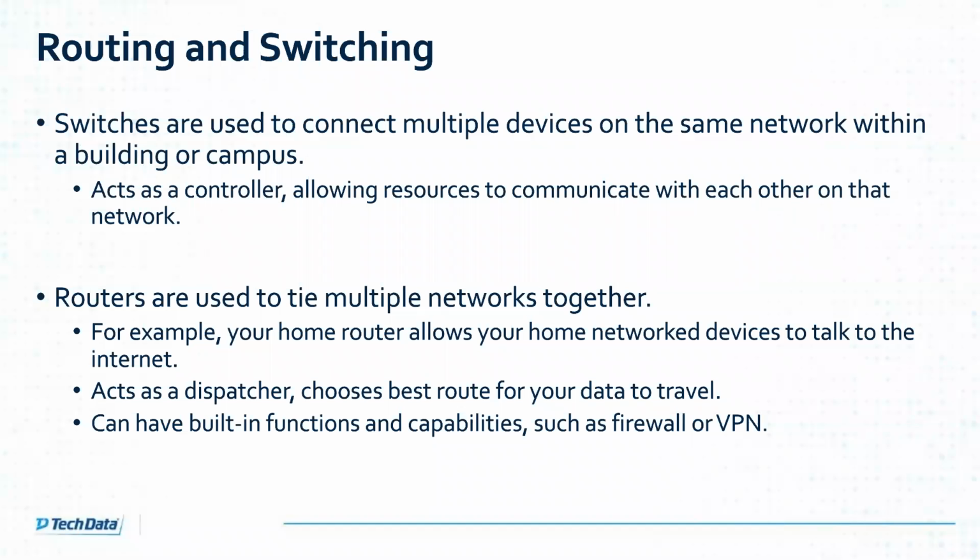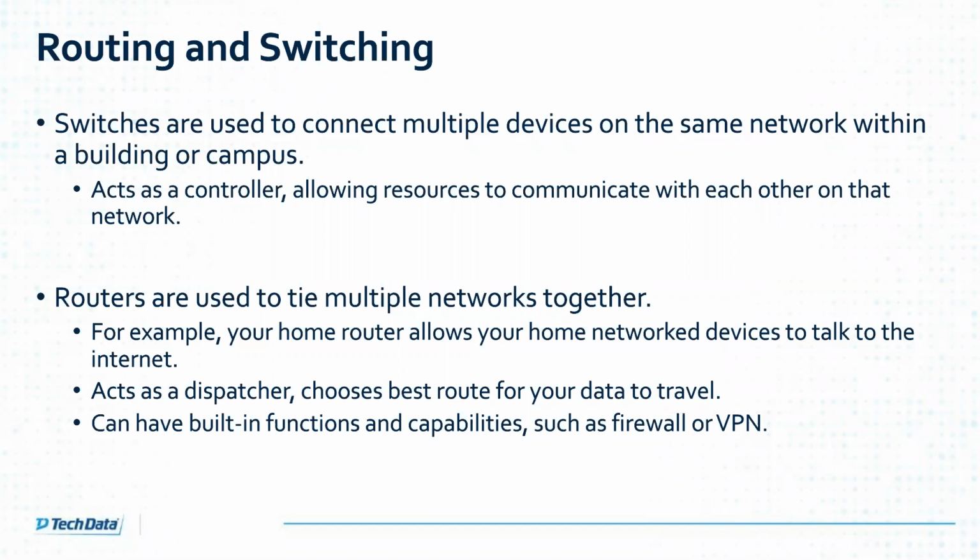So switches are used to connect multiple devices on the same network within a building or a campus. They act as a controller. It's a very good way to think about it. Routers are used to tie multiple networks together, and your router allows your home network devices to talk to the internet. We were just talking about that. So think of your switches as controllers and your routers as dispatchers, because the router will then choose what is the best route for this packet to travel.